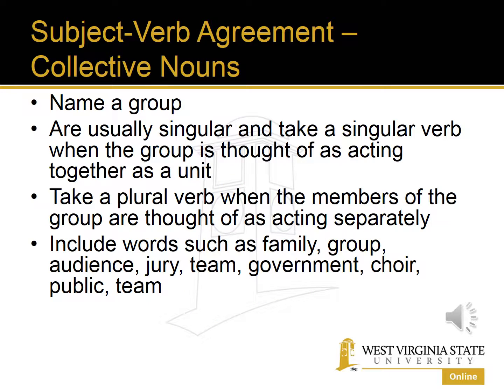Another problem area with subject-verb agreement comes with collective nouns. Words such as family, group, audience, jury, team, government, choir are called collective nouns. They name a group. They're usually singular and take a singular verb when the group is thought of as acting together as a unit. The collective noun is plural, however, when the members of the group are thought of as acting separately.